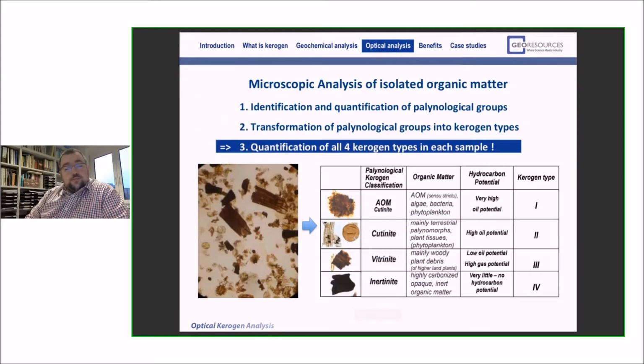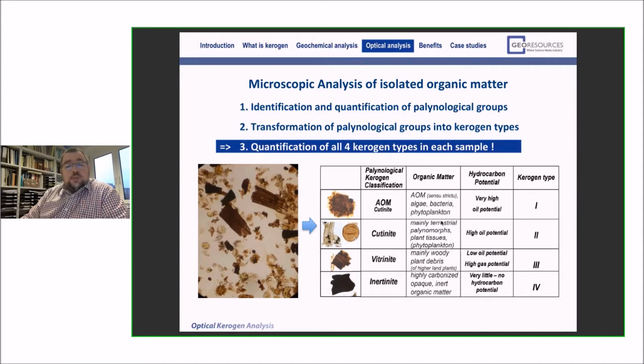Composition. So here we have an overview of an organic matter slide, and we see different components coming from different organisms. We identify the different particles, and then we can quantify the different palynological groups. In the second step, we put what we can identify into palynological-based groups, these 4 groups.